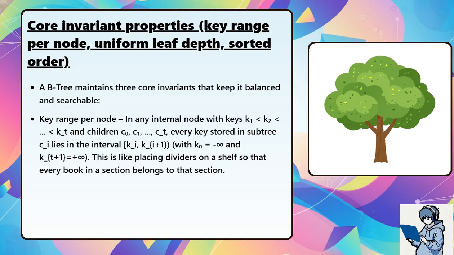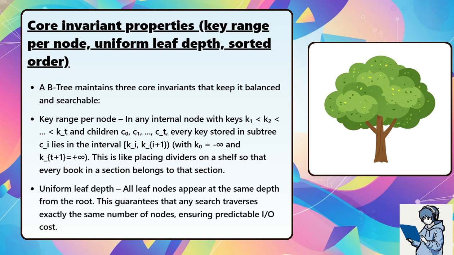Key range per node. In any internal node with keys k1 less than k2 less than kt and children c0, c1, through ct, every key stored in subtree ci lies in the interval from ki to ki plus 1, with k0 equal to negative infinity and kt plus 1 equal to positive infinity. This is like placing dividers on a shelf so that every book in a section belongs to that section.